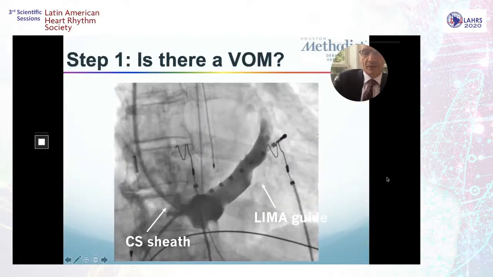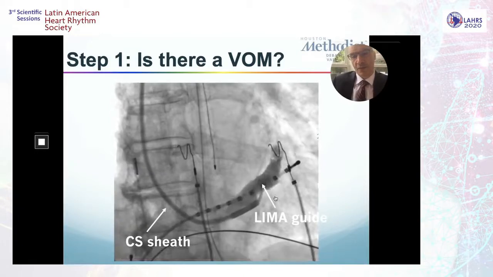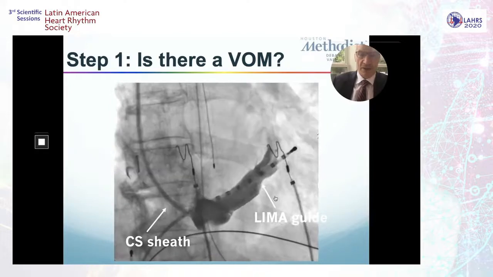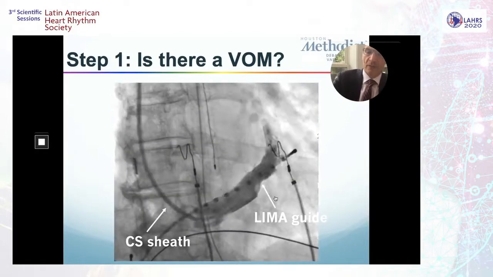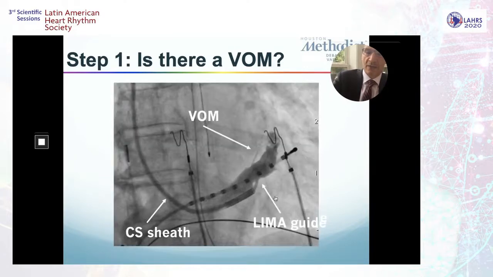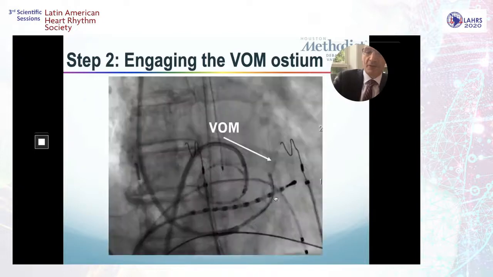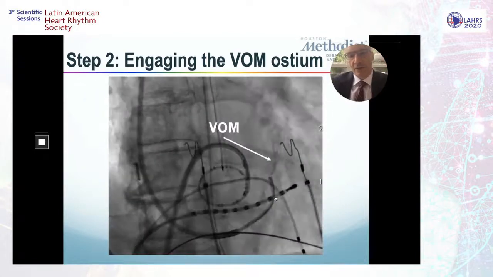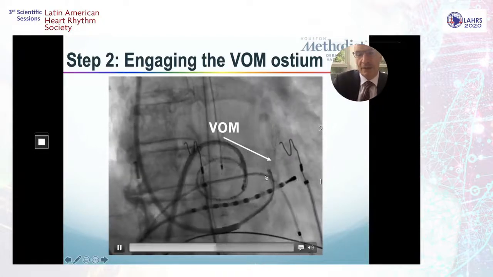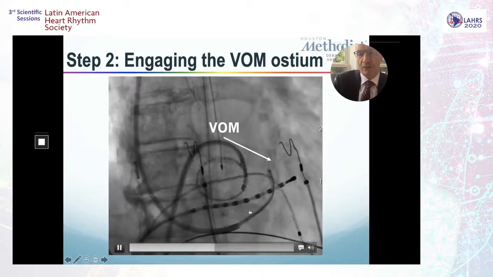Then we put a LIMA guide catheter and inject contrast looking for the vein of Marshall, which will be in the roof of the CS in this AP or LAO view, and in the RAO view will be going posterior. We like to try to engage the LIMA into the ostium of the vein of Marshall, and that's done like that. And then we inject contrast. Notice that we have inside the LIMA the wire with a preloaded balloon, so it is ready to go.